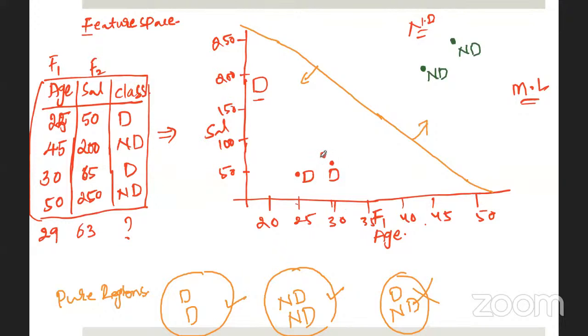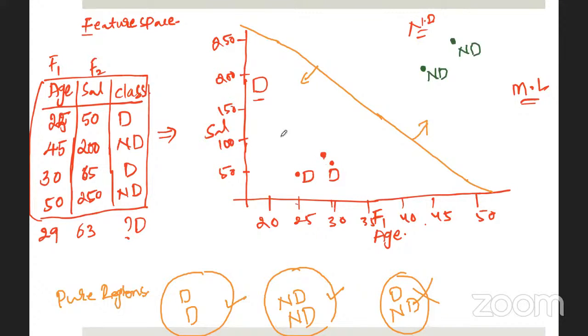Since the new data point falls under the defaulter region, we assign the defaulter class to this new data point. Then I'll say that this guy would become a defaulter because this data point is very near to the defaulted customers. That means whatever the behavior of those customers, this new guy also will have similar behavior.